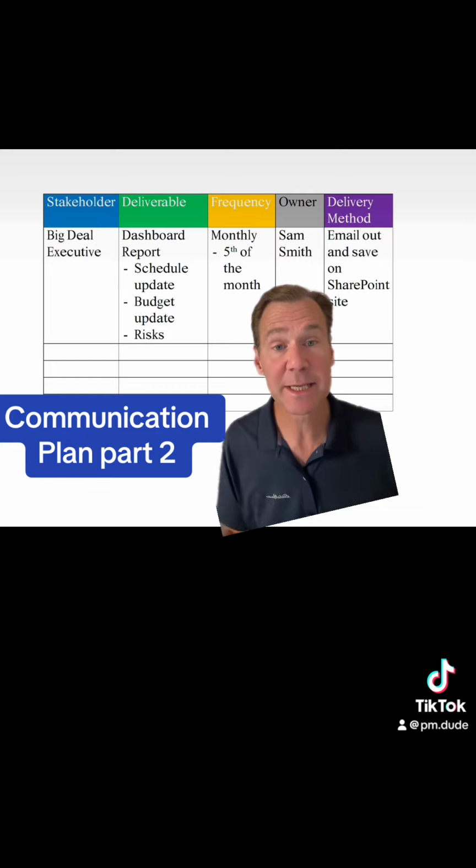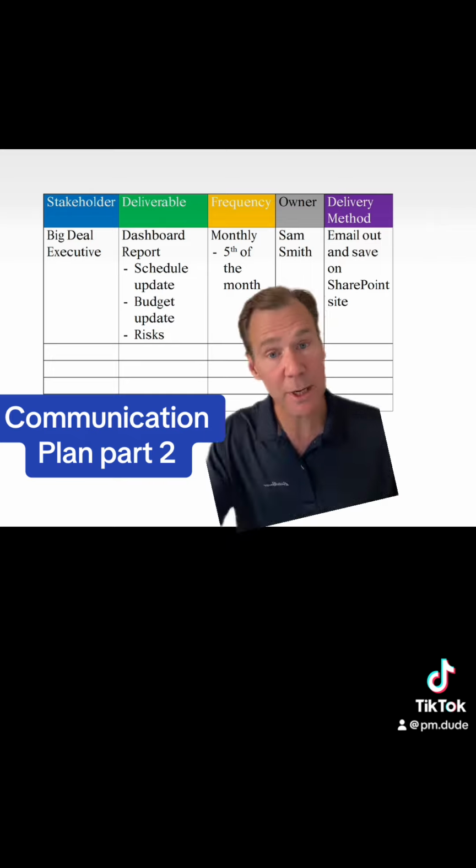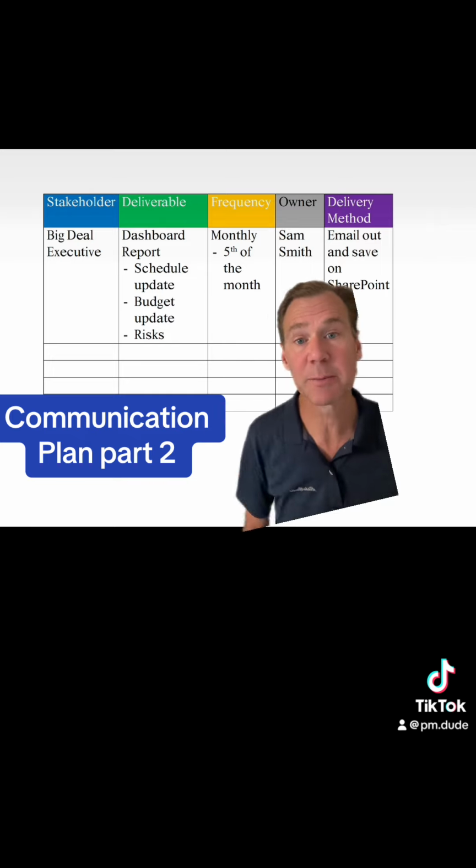So the first column here is stakeholders. Who is your key stakeholder that you want to communicate something to? That could be a group. It could be an individual person. And remember, a stakeholder is anybody who is impacted by the project or feels like they're impacted by the project. So identify who your key stakeholders are and just list them all the way down.